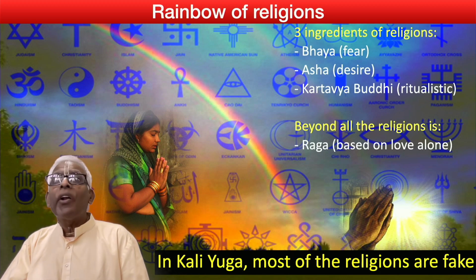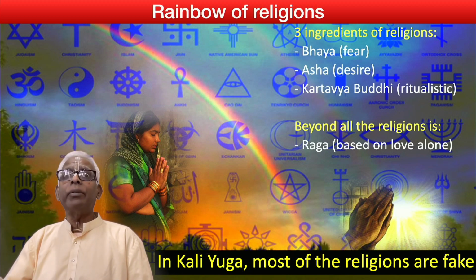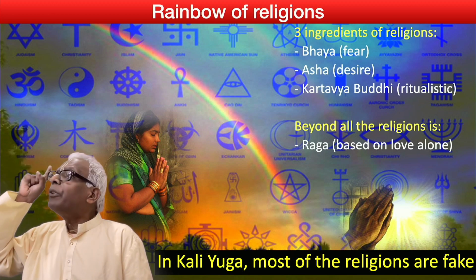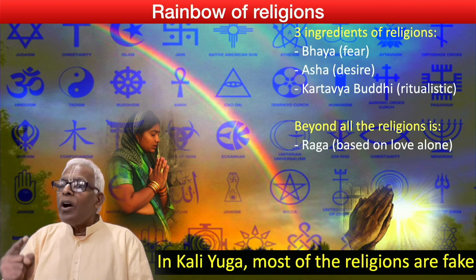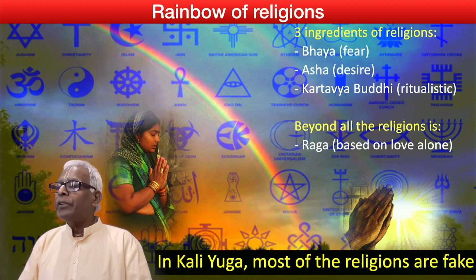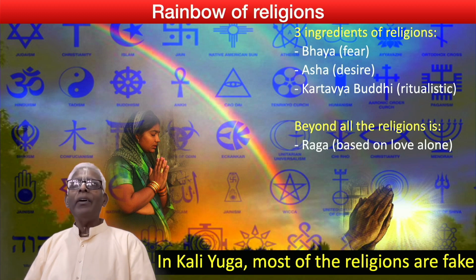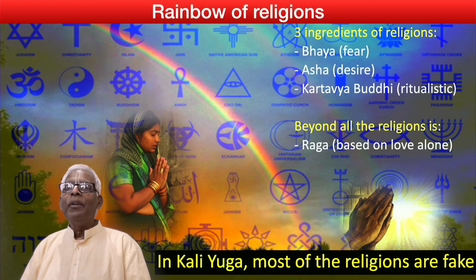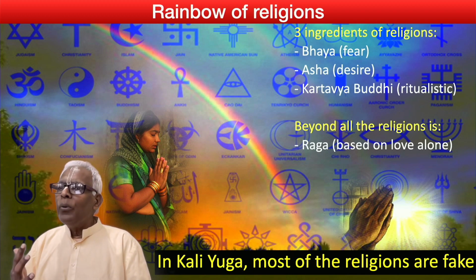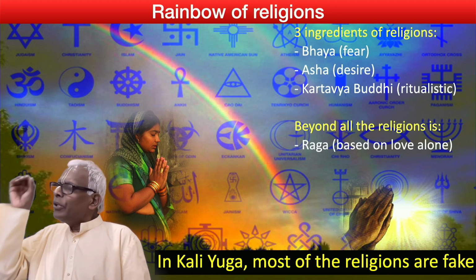But we are not interested in any of those, because we are talking Srimad Bhagavatam. And beyond that is something called Raga. Raga is based on an eternal dharma, as they are based on love of God. No Bhaya, no Asha, no rituals, only love. So this is how the Srimad Bhagavatam is positioned.